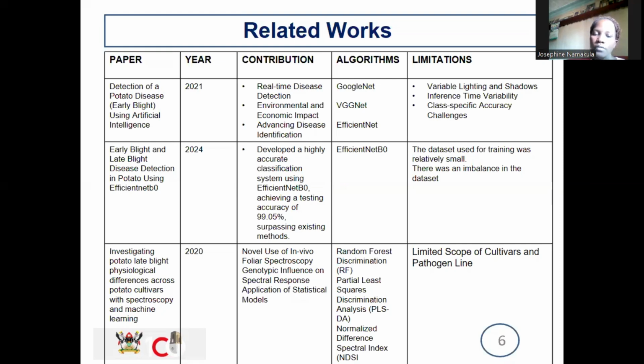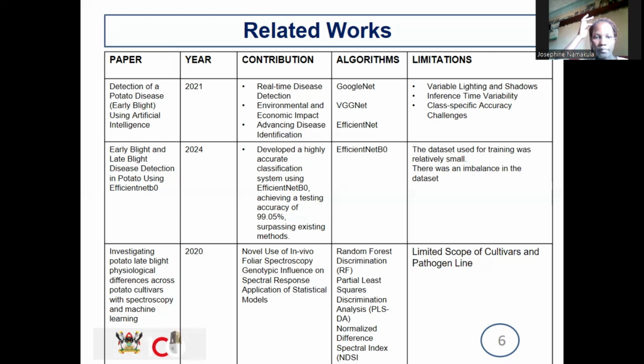The contributions of the authors: there was real-time disease detection, environmental and economic impact, and advancing disease identification. The algorithms were GoogleNet, VGGNet, and EfficientNet. The limitations they faced were variable lighting and shadow, inference time variability, and class-specific accuracy challenges.